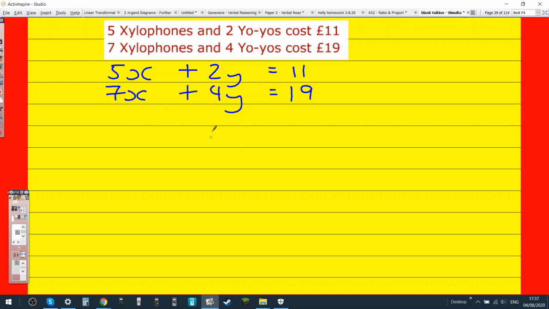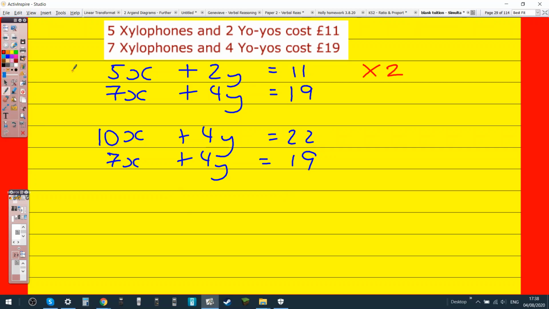You have to make either the x is the same or the y is the same. So that when you subtract, something is eliminated. Have the same coefficient. So we'll make the y's the same. How do you do that? So you turn 2y into 4y. And that means 5x would become 10x. And the cost would go to 22. 22, that's 4y. The other one was 7x, 4y is 19.